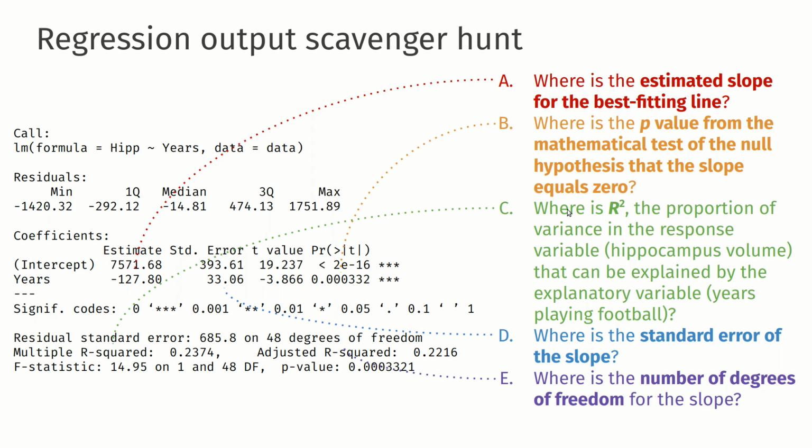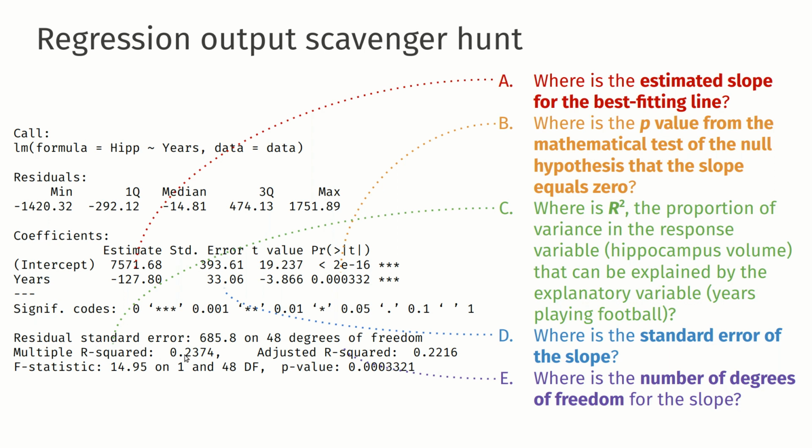Now, the proportion of variance explained is actually also embedded here in this output. It's a little bit harder to find, but it is listed down here. So we see here multiple R squared, and this is the proportion of variance in hippocampus volume that is explained by number of years spent playing football, and that works out to be 0.237. So that's this number down here. About 23.7% of the variance in hippocampus volume in the sample can be explained by number of years spent playing football.